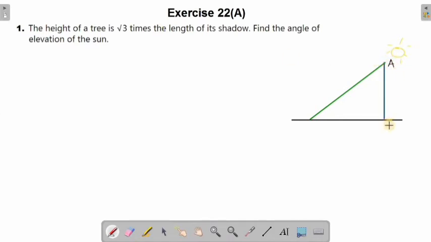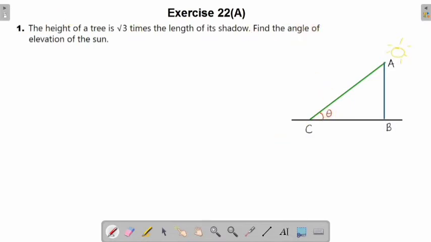So what I am going to do here is write down the names. So here AB represents the tree and BC represents the length of shadow. Now obviously the observer will be somewhere over here. He observes the sun in this way, isn't it? So that's why your angle of elevation in this case is this one, and let me call this angle theta. That's what the question is asking us to find.